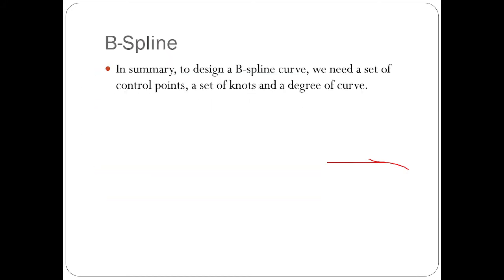In summary, to design a B-spline curve, we need a set of control points. So mainly it will depend upon the control points. Based upon those control points, we can draw the curves, splines, whatever it may be. So what is the main difference between the Bezier curve and the spline?